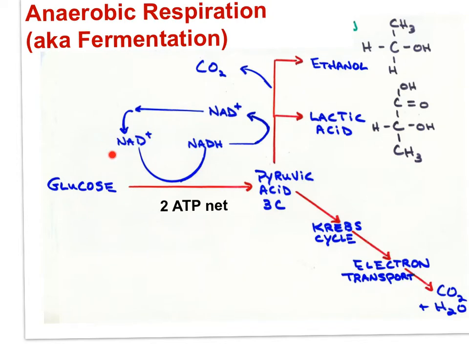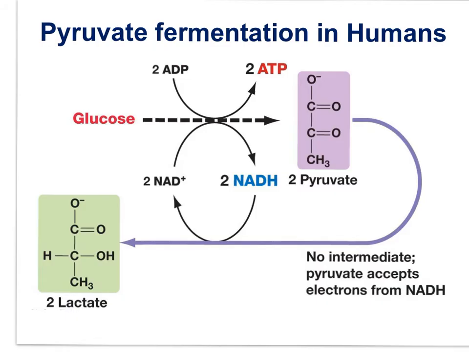NAD+ concentrations are maintained even when oxygen is absent because NADH is oxidized as it reduces pyruvate. Thus, NAD+ returns to the glycolytic pathways to oxidize the organic intermediates. This is all in an effort to maintain small quantities of ATP production.